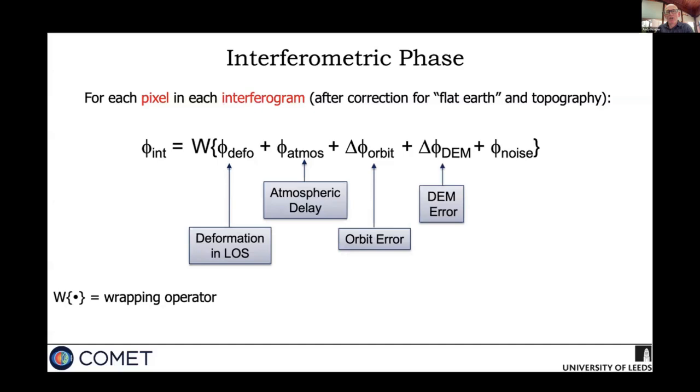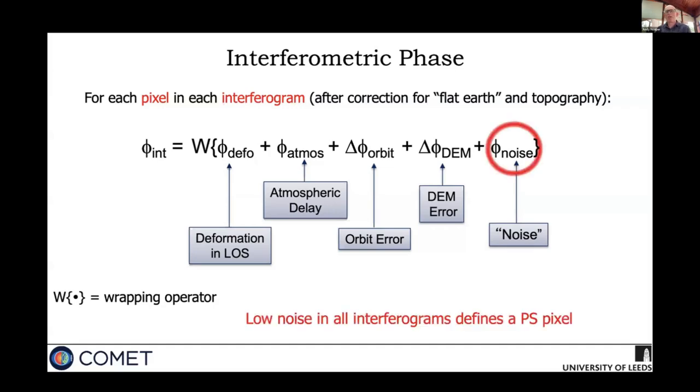DEM error due to the fact that we don't know topography exactly. So there's always an error in our elevation model, which maps through then to our topographic correction. And then we have, well, I'll just use a catch-all term as noise. Mostly this is due to decorrelation. There's a few other little terms as well, but it's mostly decorrelation that contributes to this. Okay, so in terms of how do we define a PS pixel, it's really those that have low phase noise over the whole time series. Okay, so if we can identify pixels with low phase noise, we can identify our PS pixels.